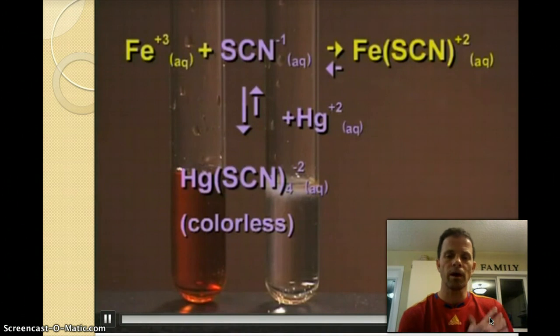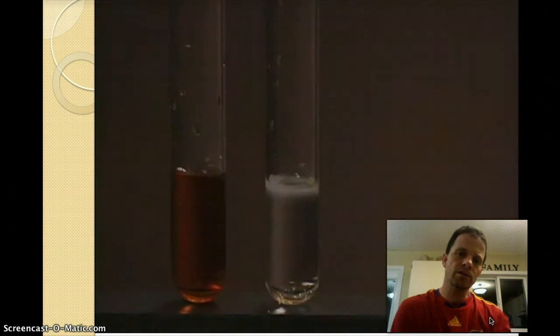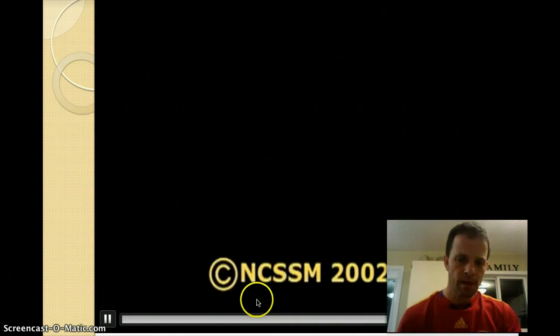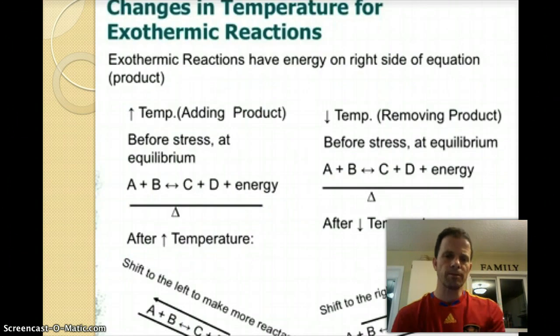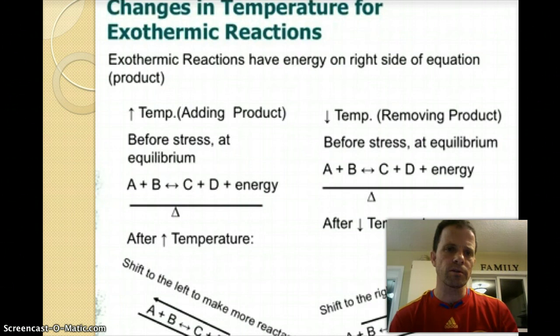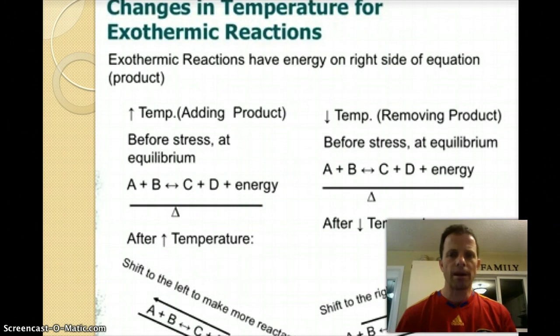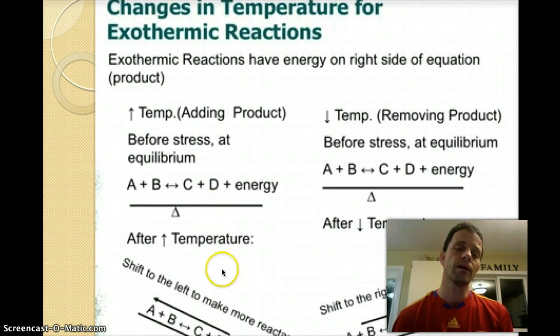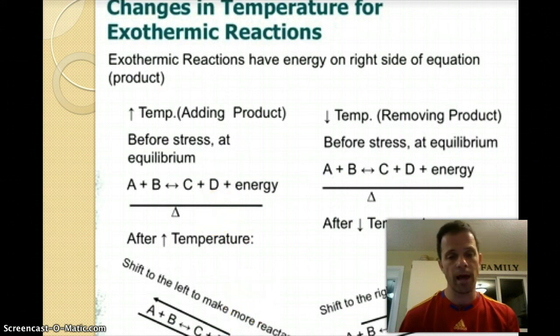So I've just shown you either adding reactants or taking reactants away and the effect that they have. What about a change in temperature? It depends if we have an exothermic or endothermic reaction. Exothermic reactions, if you remember, have energy written on the right-hand side. Therefore, it's a product. If we increase the temperature, we are increasing the product and making the product heavier. Therefore, it's going to shift to the left to make more reactant.